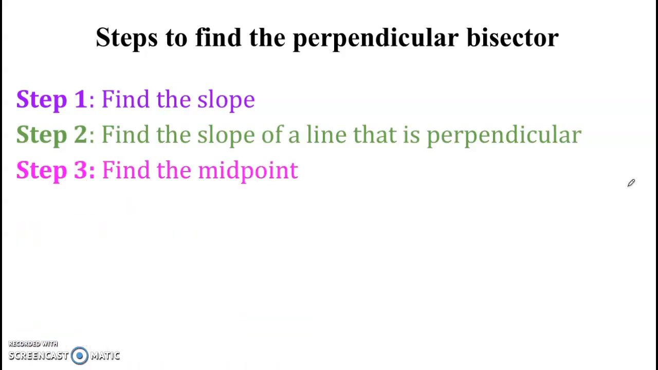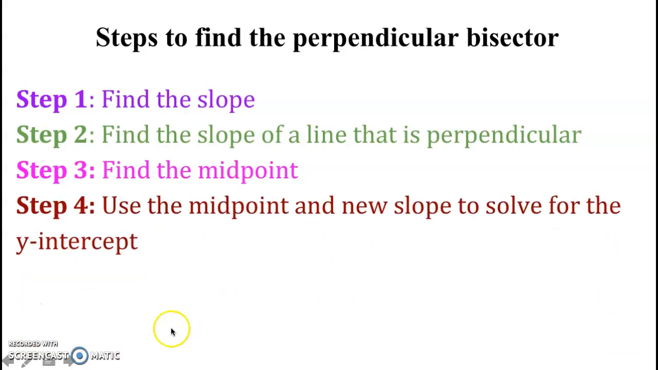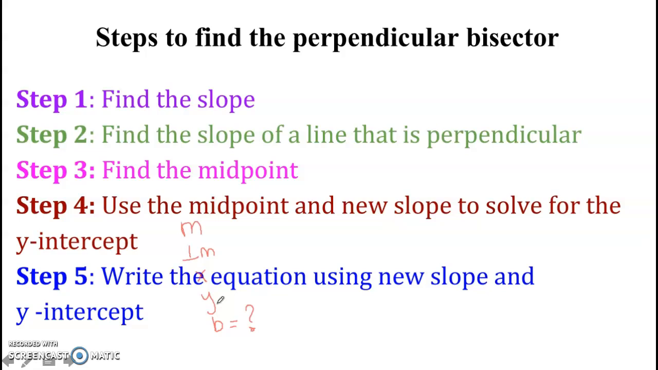Step 3, we use those coordinates and we find the midpoint. Now, after we find the midpoint, this is exactly what we have been doing for the past couple of days, where we identify what's my slope, what's my perpendicular slope, what's my x, what's my y, and then of course my b is always the question mark. After we get that, the final step is to write the equation using the new slope, which we found in step 2, and the y-intercept that we found in step 5.